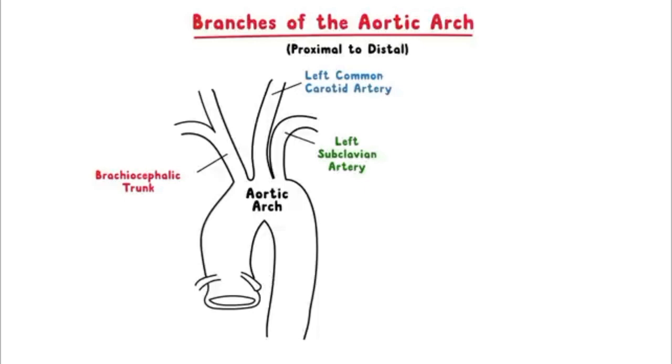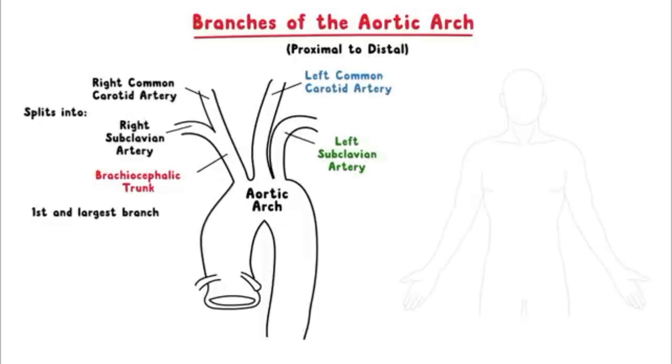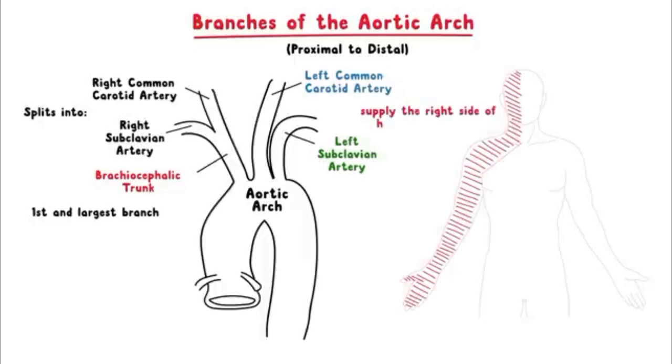The brachiocephalic trunk is the first and largest branch of the aortic arch. It ascends laterally and splits into the right common carotid artery and the right subclavian artery. These arteries supply the right side of the head and neck and the right upper limb.